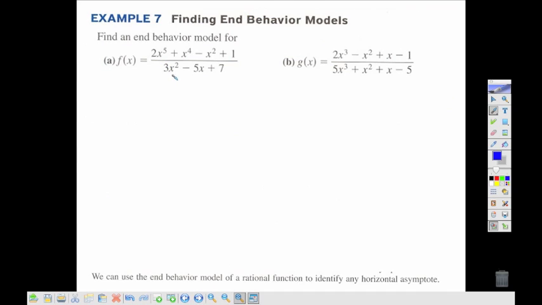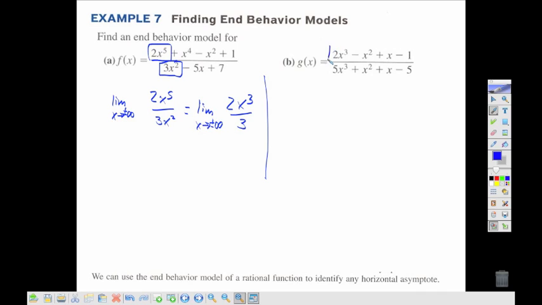For example, in the top, in the numerator I have 2x to the 5th, and in the denominator 3x squared is the largest exponent. So if I'm looking for the end behavior model and thinking about, for example, the limit as x is approaching positive or negative infinity in this case, then I would be thinking about 2x to the 5th over 3x squared, giving me 2x cubed over 3 when we cancel that out. Now notice then when we plug in either positive or negative infinity, very large numbers, this is just going to keep growing, or on the negative side, keep going down.